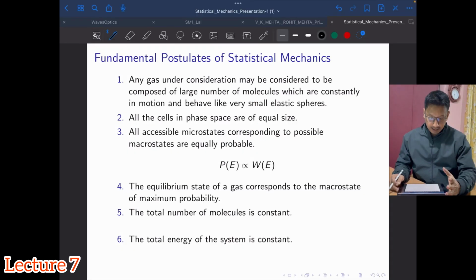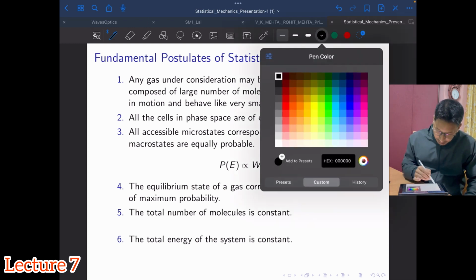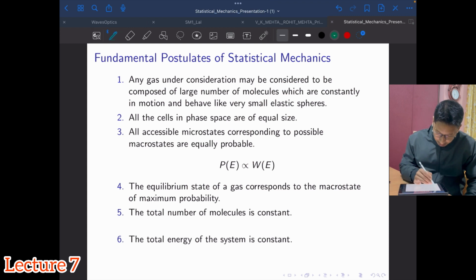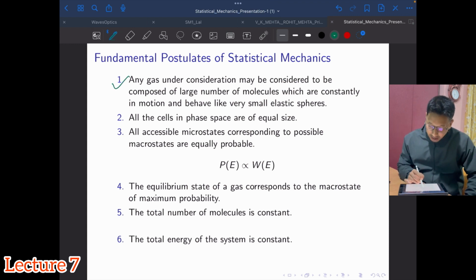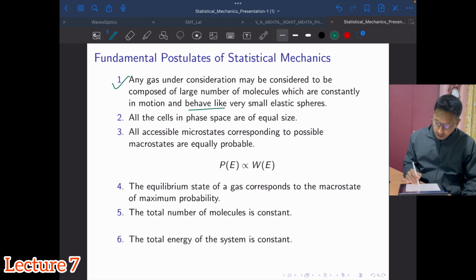Next, let us discuss the fundamental postulates of statistical mechanics. While applying statistical mechanics to gases, some postulates are made. Let us go one by one. Number one: any gas under consideration may be considered to be composed of a large number of molecules which are constantly in motion and behave like very small elastic spheres.